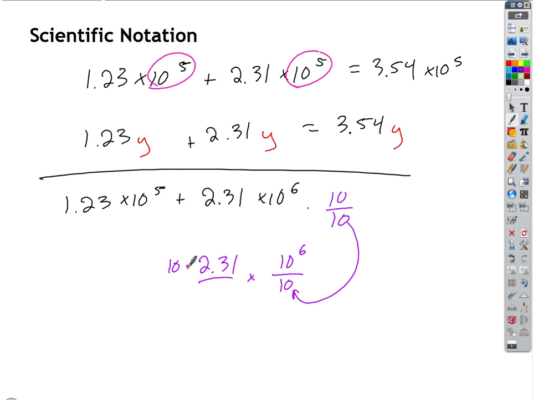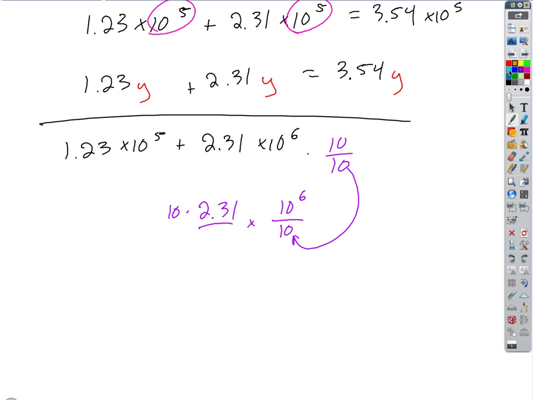And so what's the outcome going to be then? This number becomes 23.1, and this one becomes 10 to the 6 over 10 to the 1. Well, we know how to do this, right? This is really just a property of exponents. If I divide like bases, what do I do to the exponents? Subtract, right? And so I can rewrite this number as 23.1 times 10 to the 5th, right?